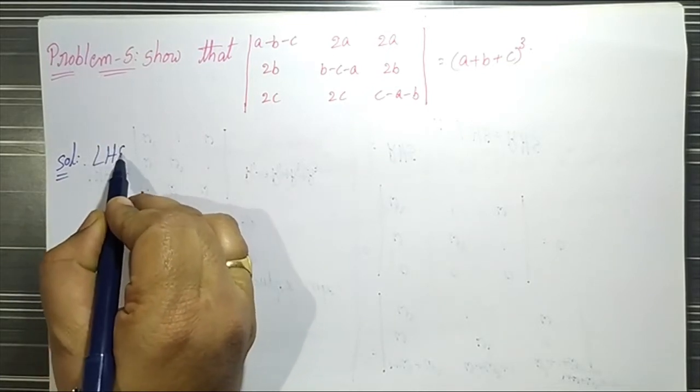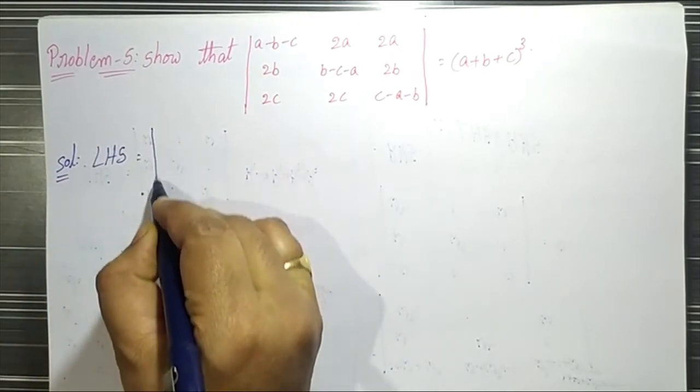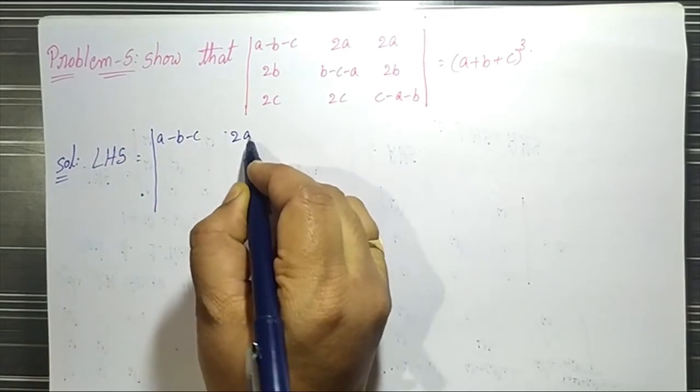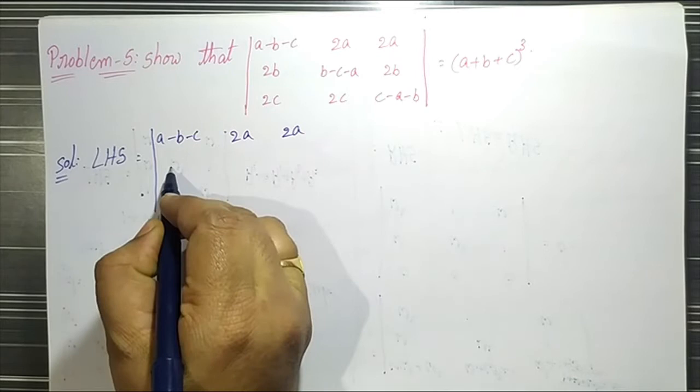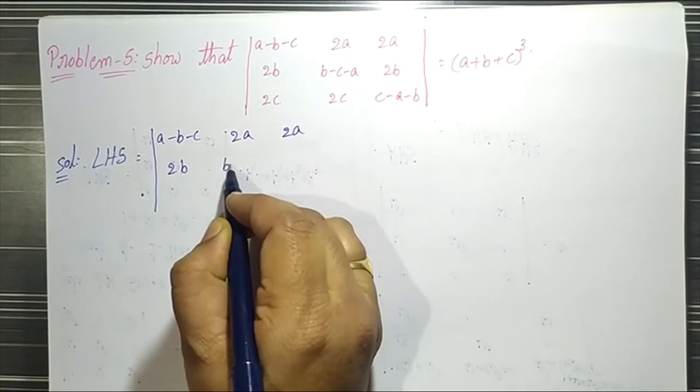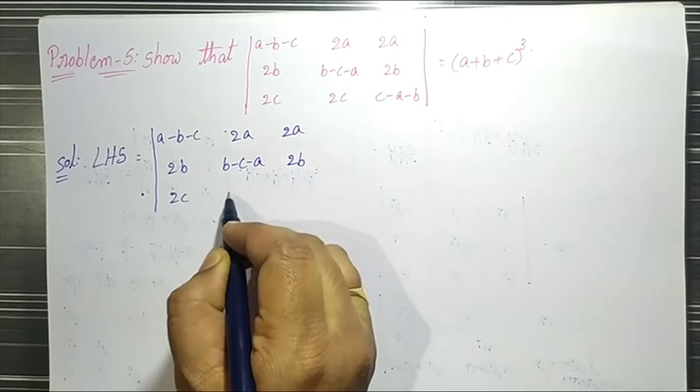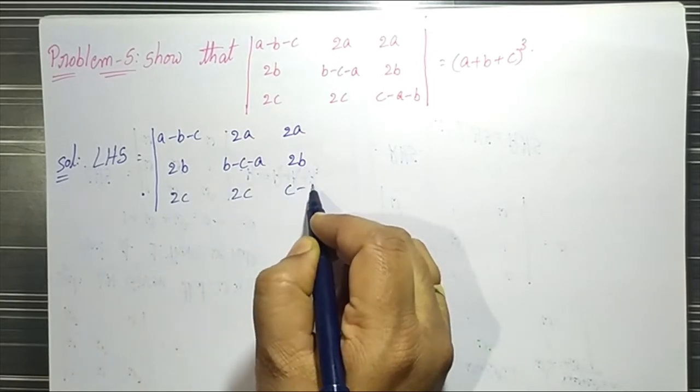Solution. First take the LHS value. LHS is equal to the determinant of [a minus b minus c, 2a, 2a; 2b, b minus c minus a, 2b; 2c, 2c, c minus a minus b].